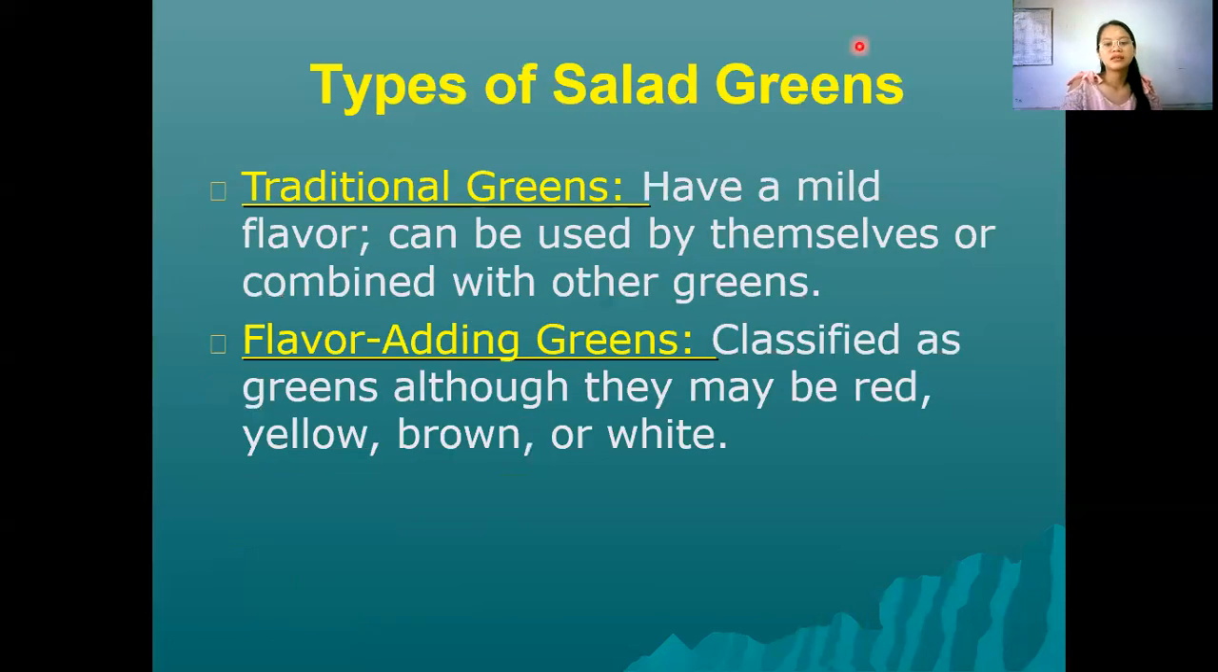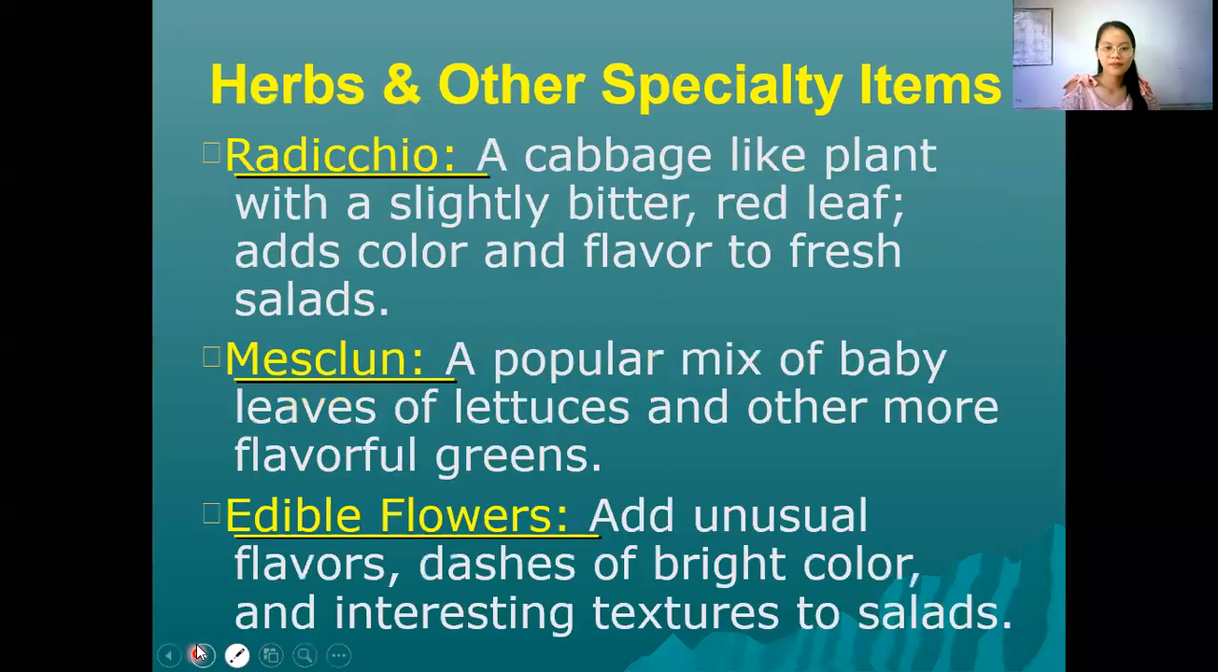Now, types of salad greens. We have traditional greens, which have a mild flavor and can be used by themselves or combined with other greens, and also flavor adding greens that are classified as greens although they may be red, yellow, brown, or white. Now let's go on to herbs and other specialty items.